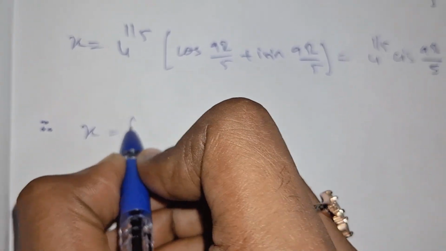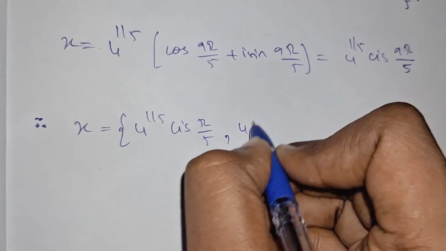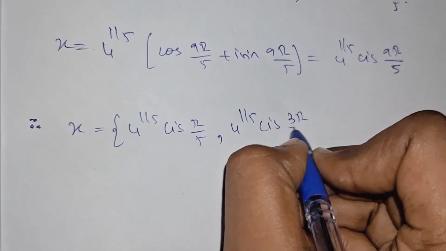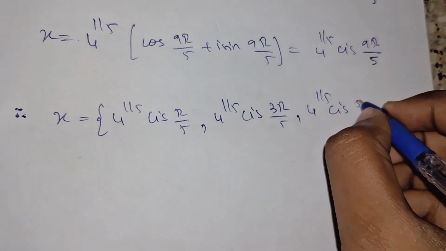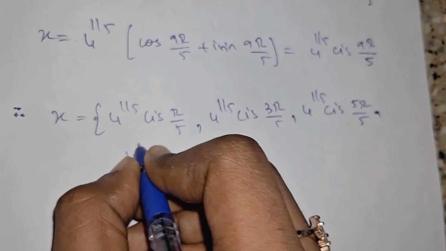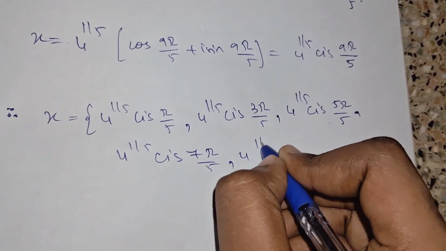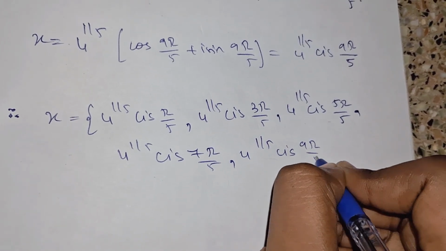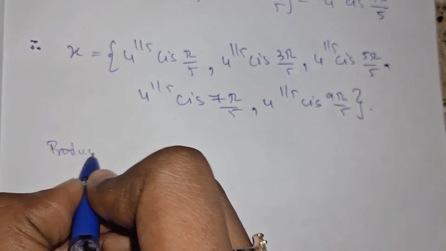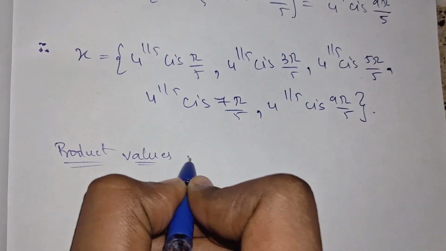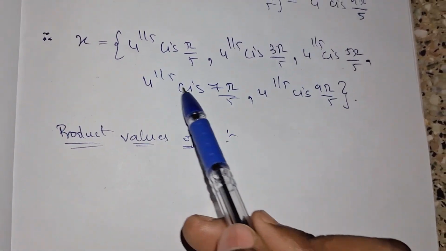Therefore, x is equal to 4 to the power 1 by 5 cis pi by 5, 4 to the power 1 by 5 cis 3 pi by 5, 4 to the power 1 by 5 cis 5 pi by 5, 4 to the power 1 by 5 cis 7 pi by 5, 4 to the power 1 by 5 cis 9 pi by 5. Now we have to find the product of the values of x, right? It is given to find. So we will multiply all these values.